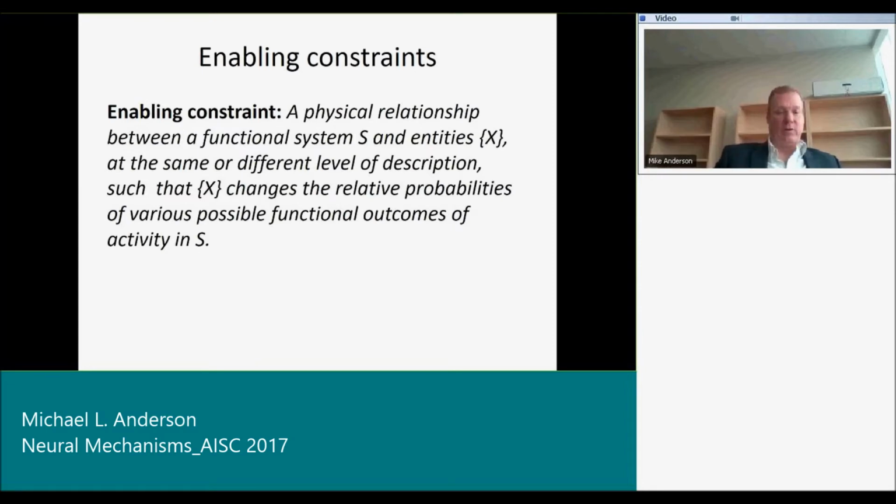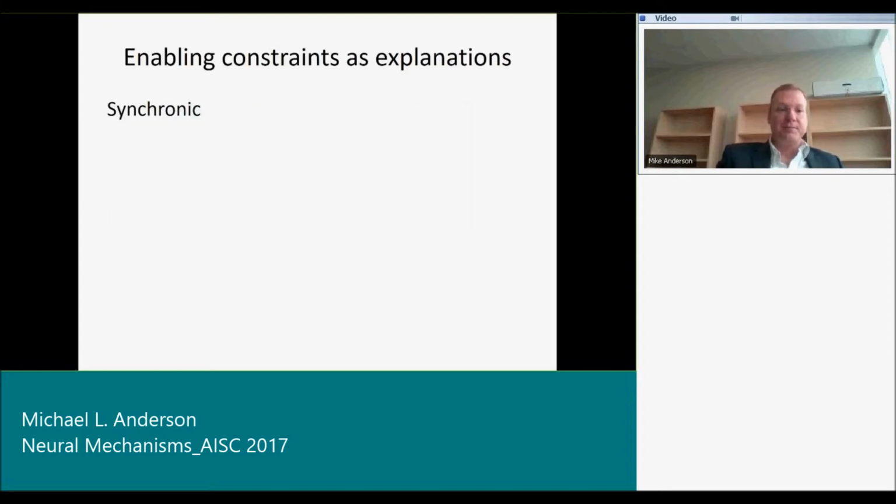To make it slightly more formal, you could say that an enabling constraint is a physical relationship between a functional system and a set of entities at the same or a different level of description, such that the set of entities changes the relative probabilities of various possible functional outcomes of activity in the system.